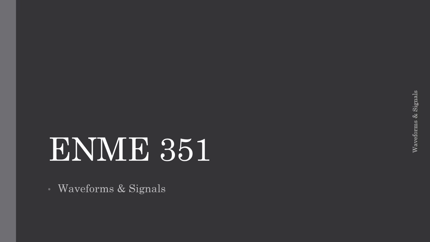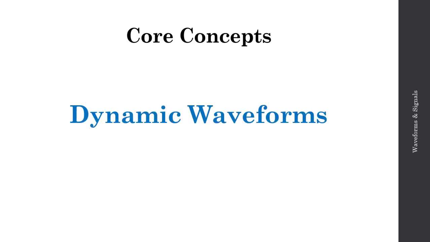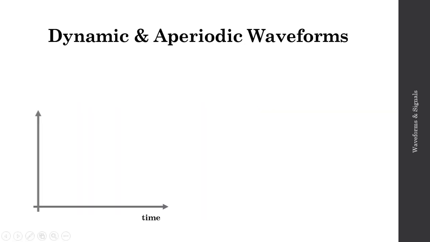Welcome to part 2 of our discussion on waveforms and signals. This lesson focuses on dynamic waveforms. In addition to static waveforms, we also have dynamic waveforms. And dynamic indicates that this waveform is changing with respect to time. And we can also have dynamic and aperiodic, as well as dynamic and periodic waveforms.